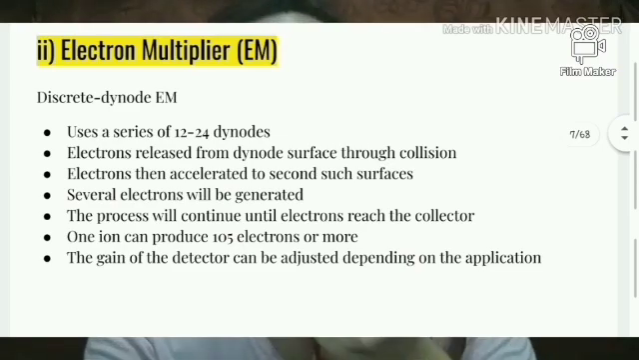Typically, one ion can produce 10 to the power of 5 electrons or more. This ratio of electrons measured per ion is referred to as the gain. The gain of the detector can be adjusted, with operating gains of 10 to the power of 4 until 10 to the power of 8 used, depending on the application.